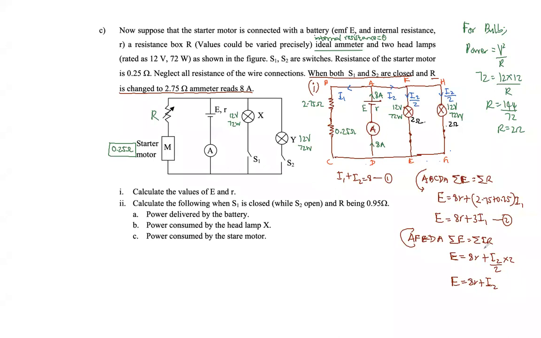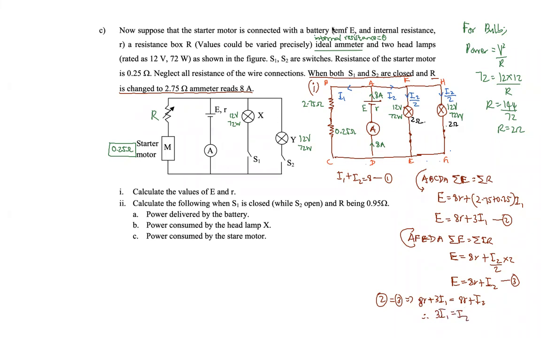Then what can I say? This is the third equation. When you equate the second and third, because both are equal to E, you will get a relationship between I1 and I2: 8R plus 3I1 equals 8R plus I2. The 8R and 8R get cancelled out, so I2 is equal to 3I1.